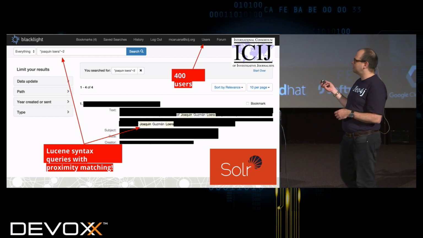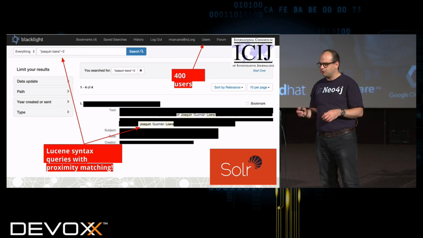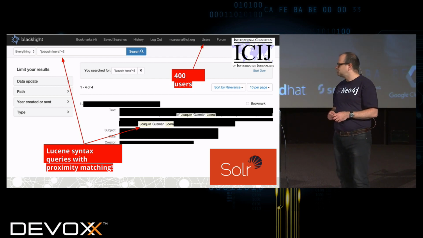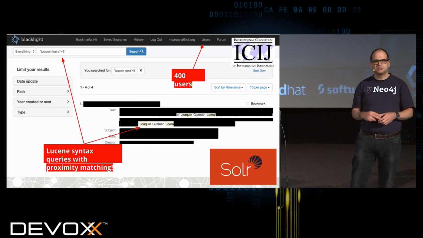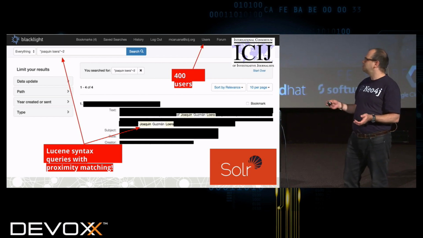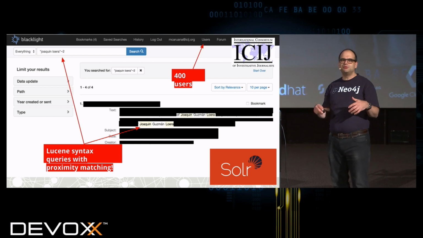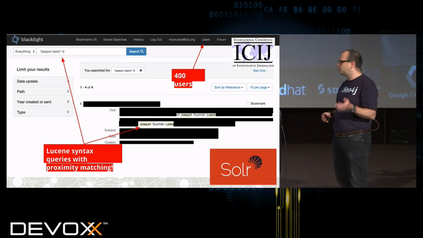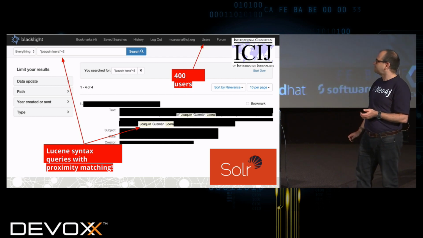What you can do here as well is you can act on a full text database. ICIJ decided to use Solr. Solr is very prominently known. It's based on Lucene, so you can use Lucene syntax, so you don't need to name names exactly. So there's fuzzy search possible. You can do proximity and all that kind of stuff.